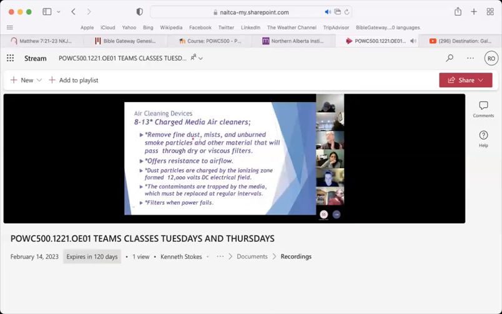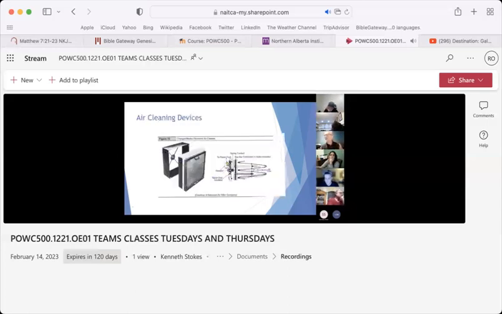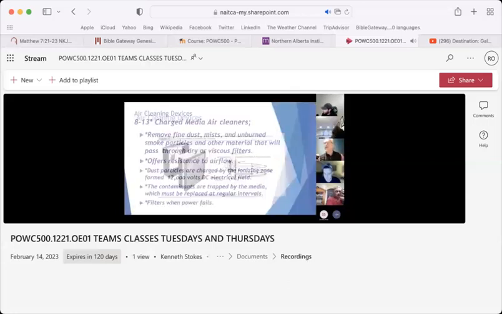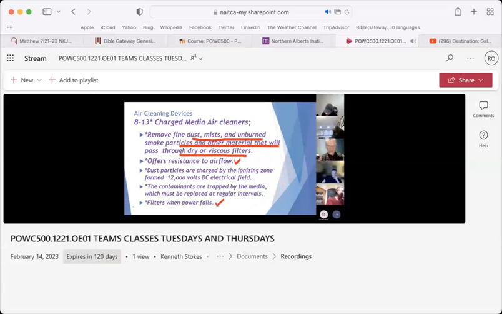Charged media will remove fine dust, mists, unburned smoke particles, and other material that will pass through dry or viscous filters. It offers resistance to airflow because of the media that's in the airstream. It's got this paper element in here that resists free flow of air. Dust particles are charged by 12,000 volts. I think that picture said 15,000, so 12 to 15,000. Contaminants are trapped by the media, which continues to filter when the power fails.